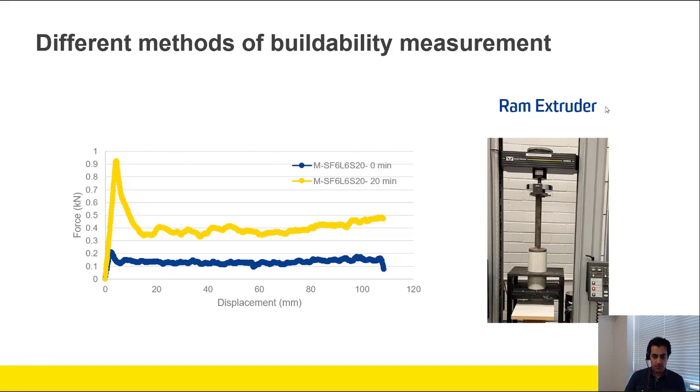The other method is the ram extruder, as you can see, like a piston that goes inside the barrel, and we put the material in, compact it, and apply pressure at different rates. What we can see is a sudden increase in the force, which is based on the compaction of the material, and then it becomes steady. That force can be translated into the yield stress of the material, and we also get a better understanding of the pumpability of the material at different times. And we can also check the performance of different nozzles using the ram extruder method.